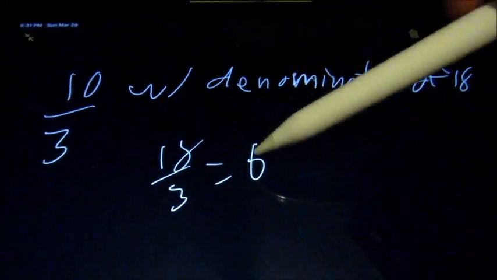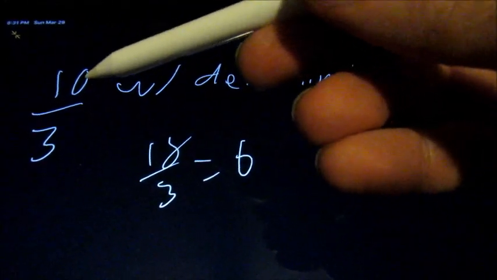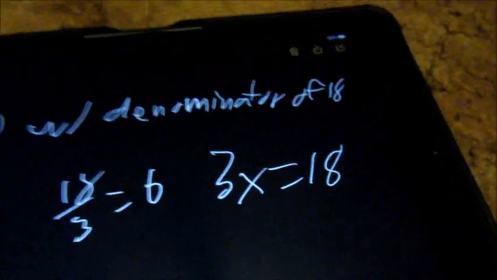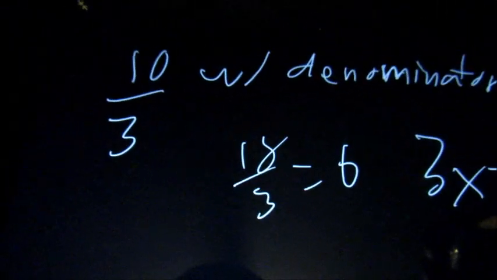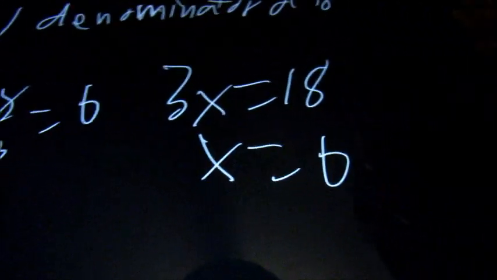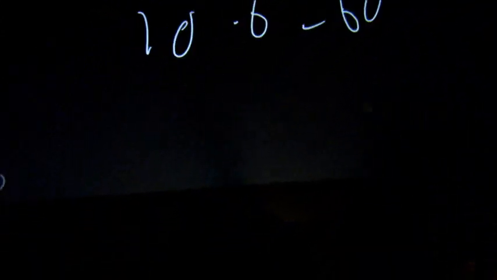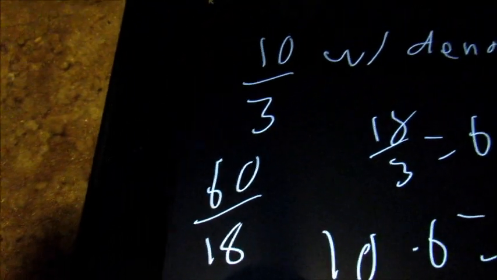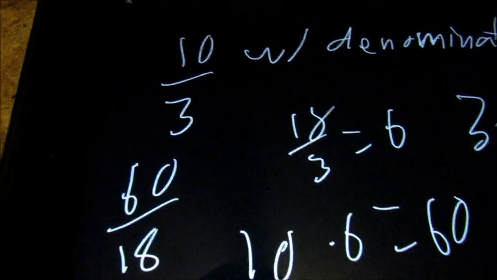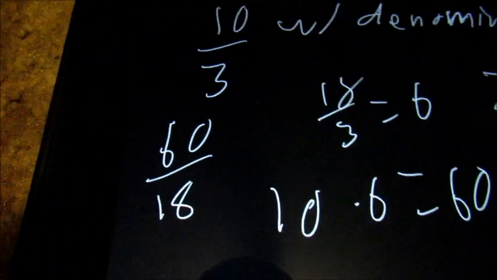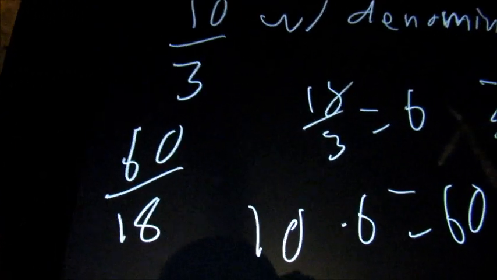So 18 divided by 3 is 6. So what we're saying is 3 times 6 equals 18. So we also have to multiply the top by 6. So what we could say is 3 times what equals 18, and x is 6. So 10 times 6 is 60. So our answer is going to be 60/18. So if we want to do an equivalent fraction of 10/3 with the denominator of 18, it's going to be 60/18. So now we're going to do what we do normally, and that's reduce.